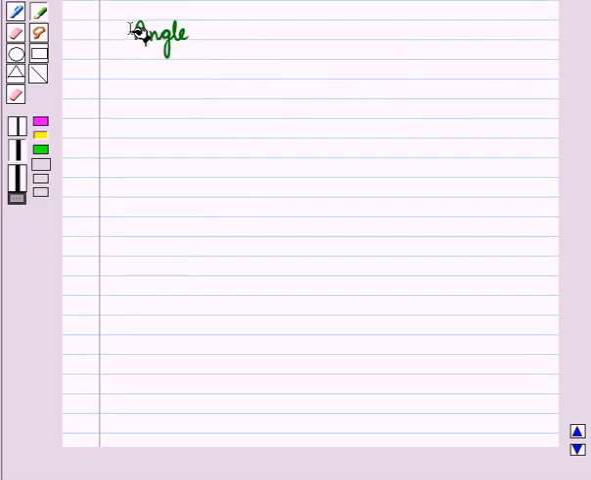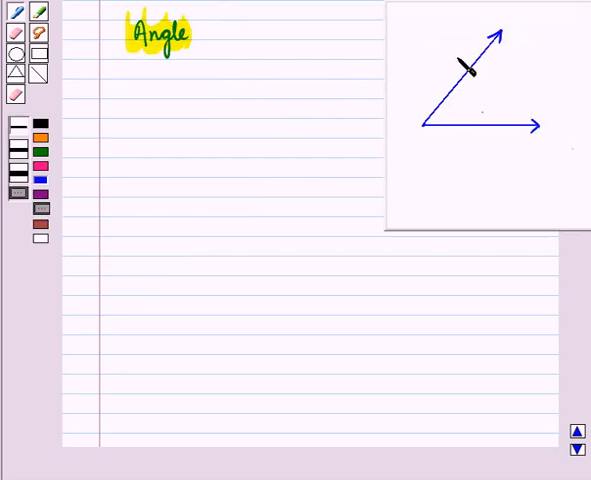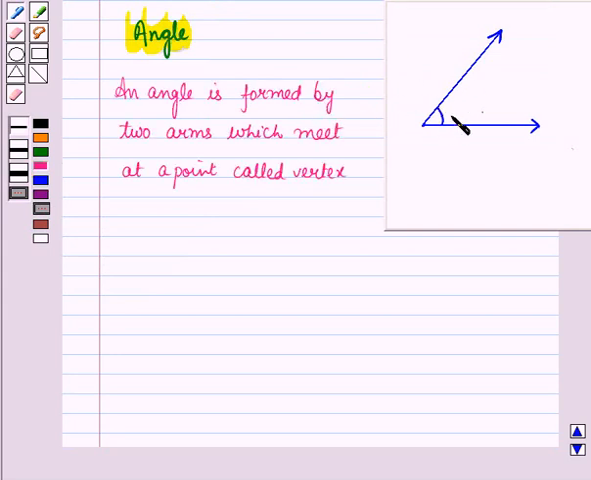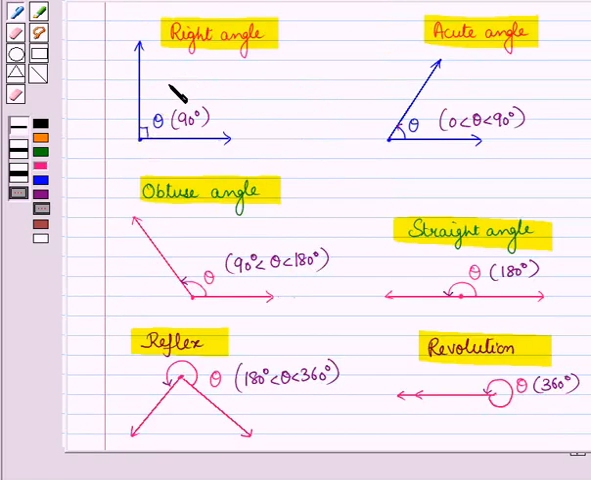Now let us discuss what is an angle. Whenever two lines or edges meet, an angle is formed. An angle is formed by two arms which meet at a point called vertex. Let this angle be represented by theta. Here you can see that we have two arms which meet at vertex, and angle theta is formed by the arms. Angles can be right, acute, obtuse, straight, reflex, and revolution.